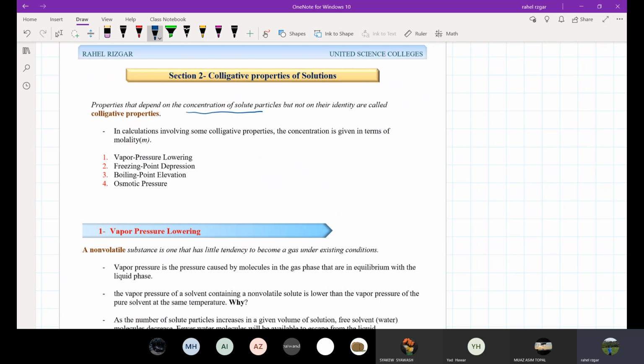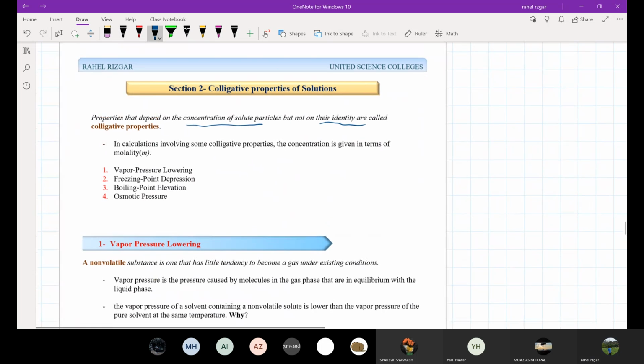So they are the properties only depending on concentration, not their identity. So only concentration can affect colligative properties, not what type of solid it is. For example, between glucose and sucrose, we don't care that they are different. We care about their concentration. What is their concentration? In this section, we can measure concentration in two ways: molarity or molality.